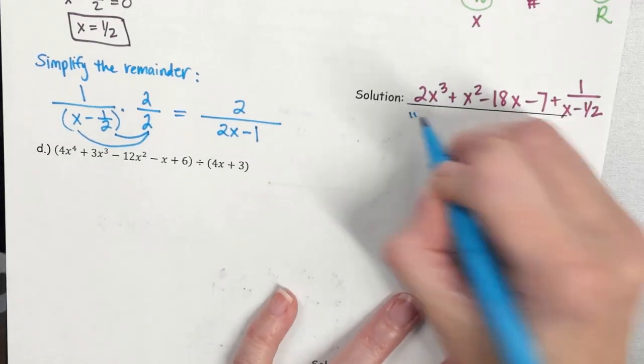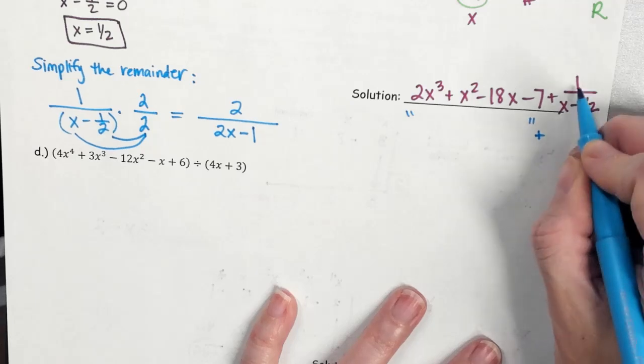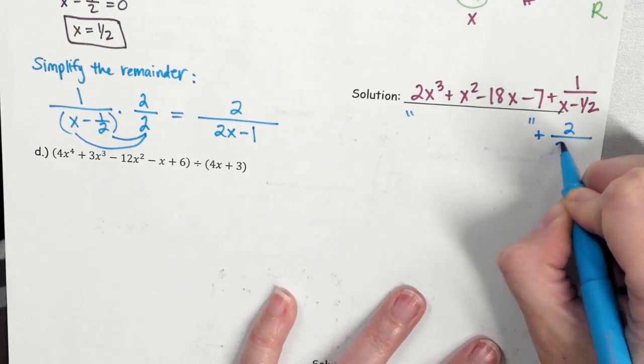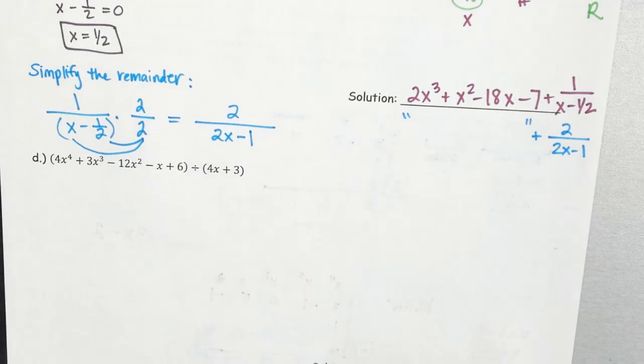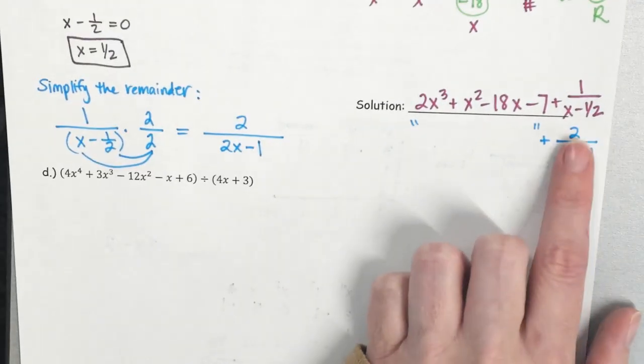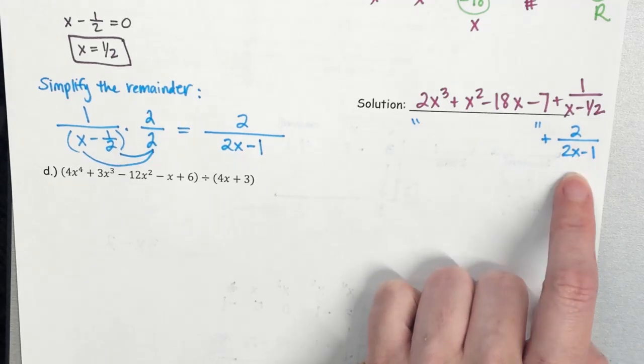So like if you are checking in the back for your answers and you see they did not write it like this, it's 2 over 2x minus 1, it's because they simplified. Okay, and then like I said, I'll take any answer. So either one of those are going to be fine.